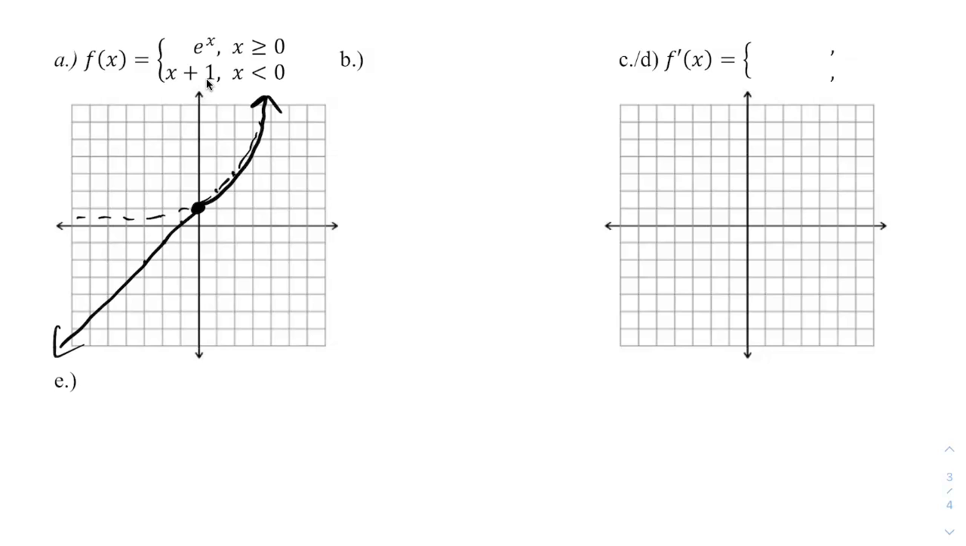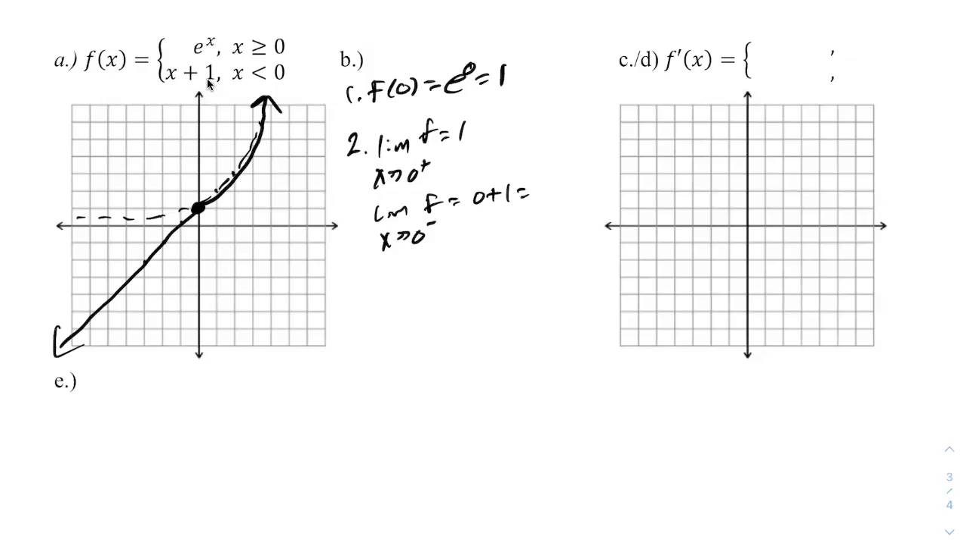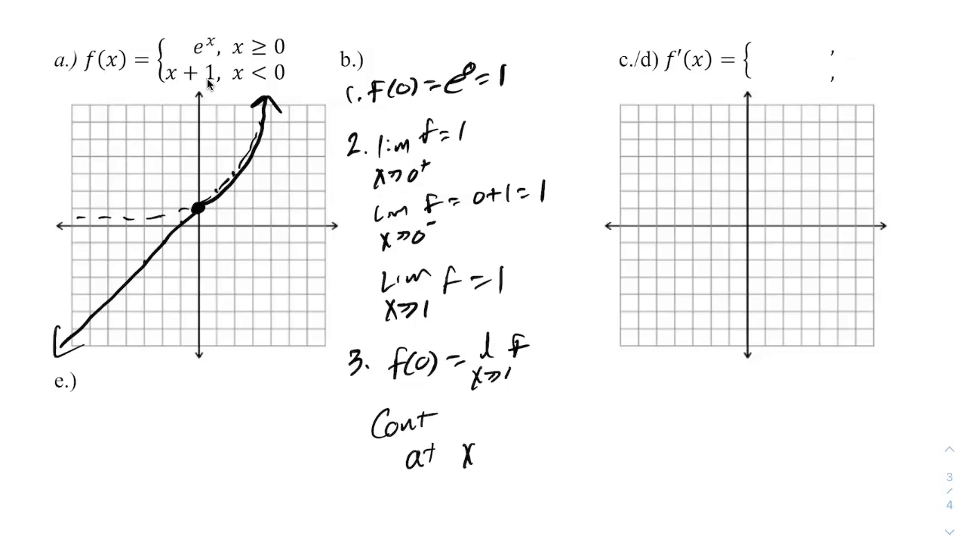So that looks continuous again, but let's go through the steps. f of 0 is e to the 0, so that's 1. That's step 1. Step 2, we look at the limit. The limit as x approaches 0 from the right, which we just figured out was 1. The limit as x approaches 0 from the left of f is 0 plus 1, which is 1. So they do match. The limit as x approaches 0 of f is 1. And then step 3, they do match. So f of 0 does equal the limit as x approaches 0 of f. So it's continuous at x equals 0.